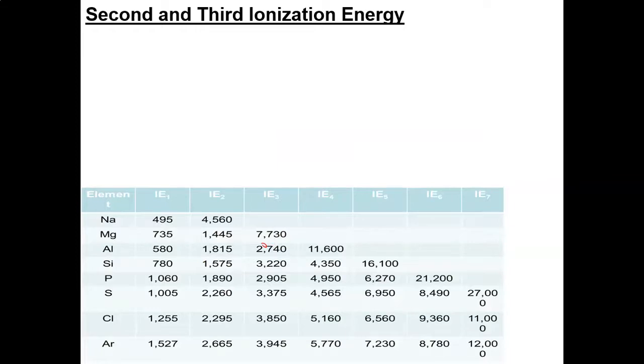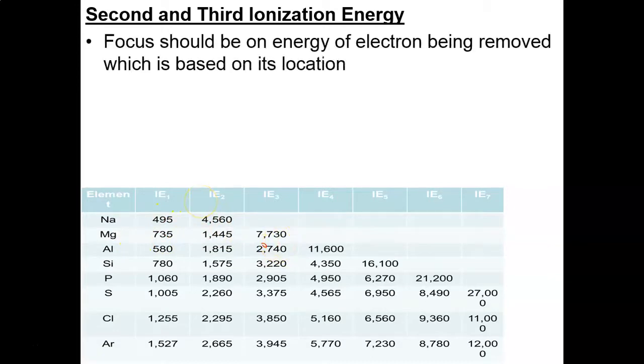So now let's look at second and third ionization energy. So sodium has a first and a second ionization energy. Everything does. What is the point of this? You're going to focus on the energy of the electron being removed, which is based on its location, right? So why does this electron require 10 times the energy of this electron? How does that make any sense? Where's it being removed from?